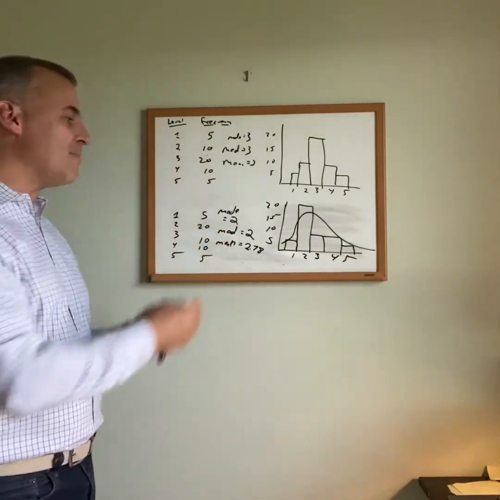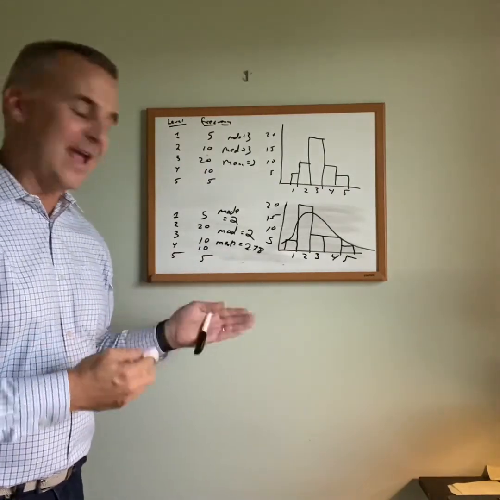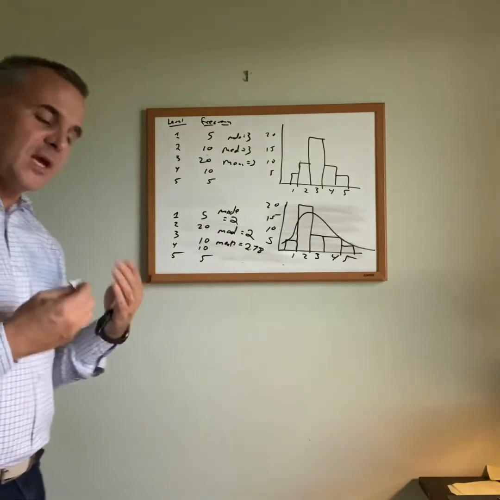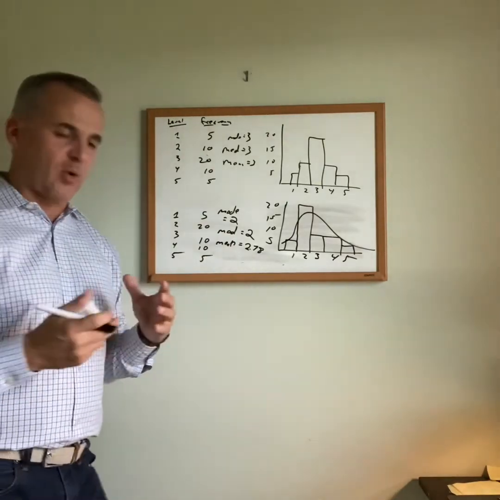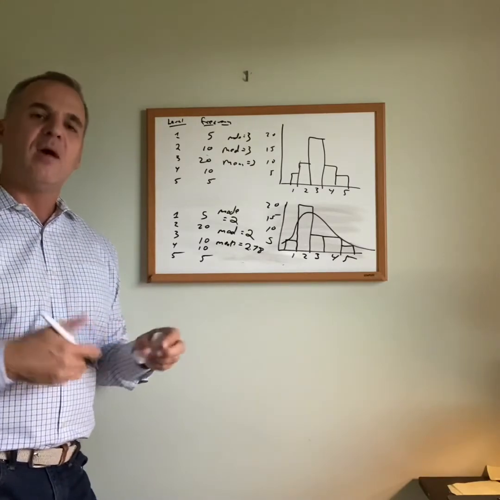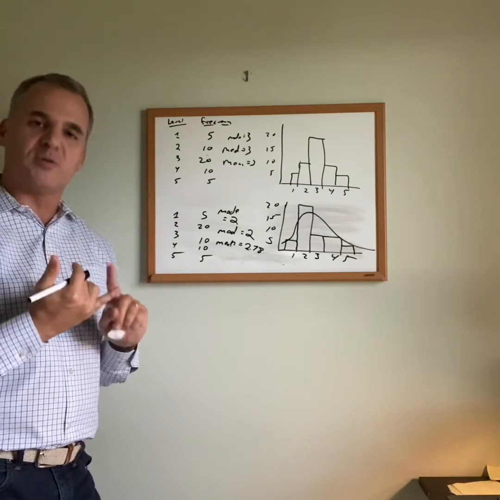But again, these are the measures of central tendency: the mode, the median, and the mean. So in my next video, we're going to explore a little bit about why we would use one measure of central tendency over the other, but we need to first understand what they are. The mode is the most frequent response. What did most people say?